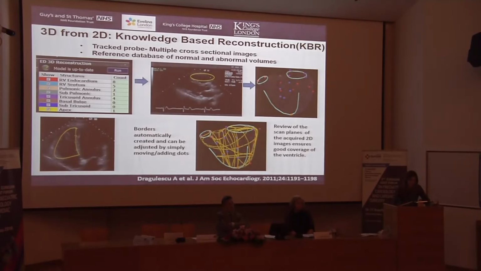So in practice, what we're doing is we identify structures in the RV and we select points. And by doing that, the computer automatically creates the border and creates the volume of the RV. Now, when they tested the agreement between this method and the MRI, actually the agreement was better than the 3D echocardiography.